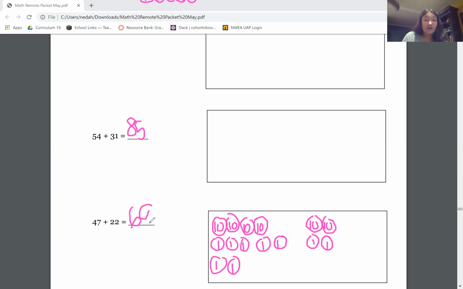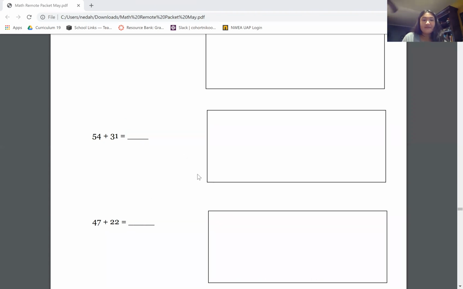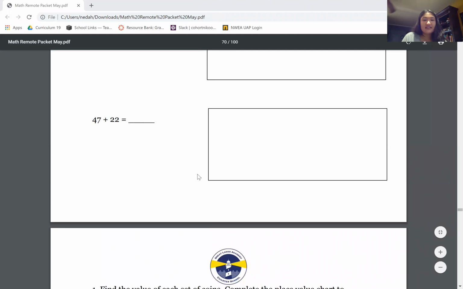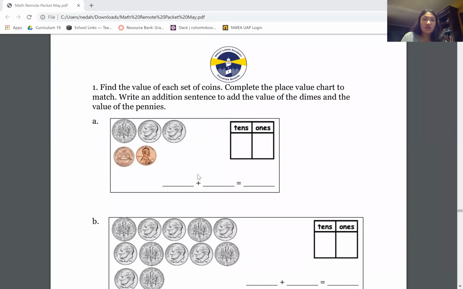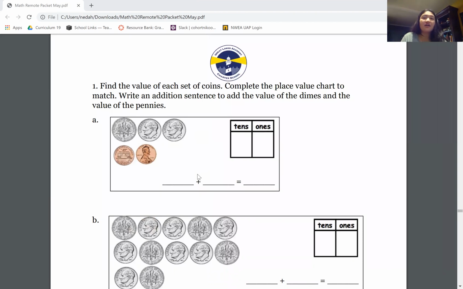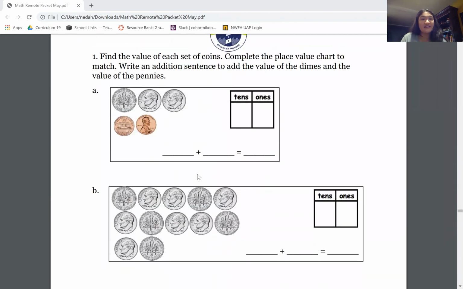Nice job with all your hard work on these, scholars. These were very challenging questions. Let's go down to the next page. This is your independent practice. Make sure that you are completing all of it on a separate piece of paper or in the packet.